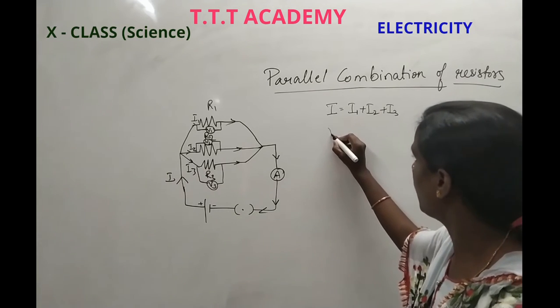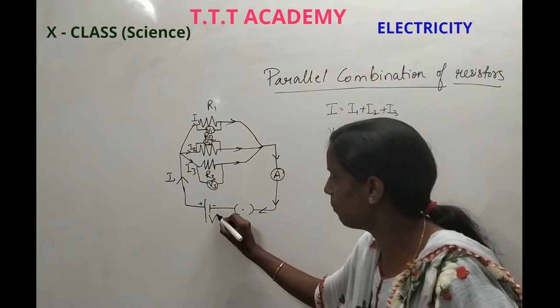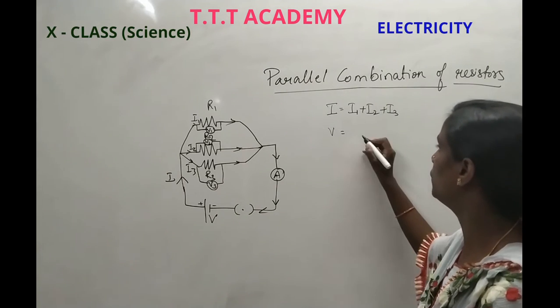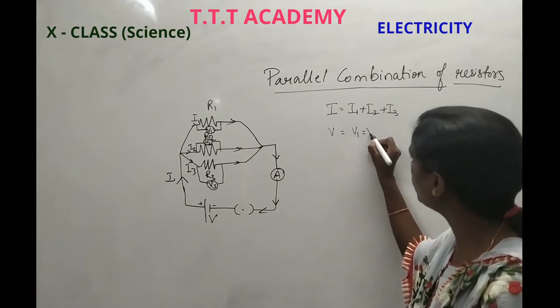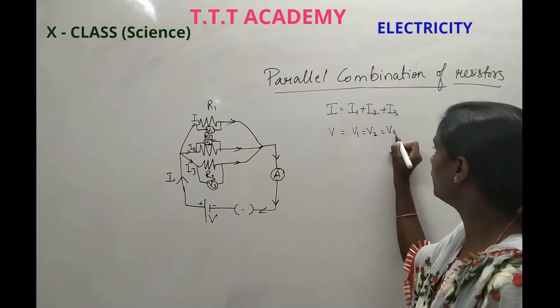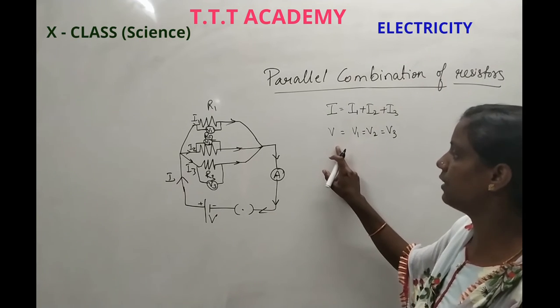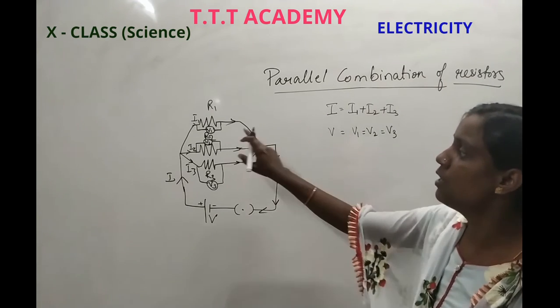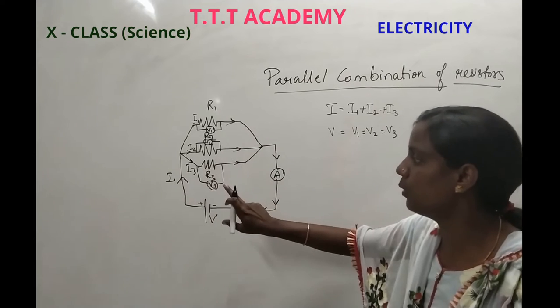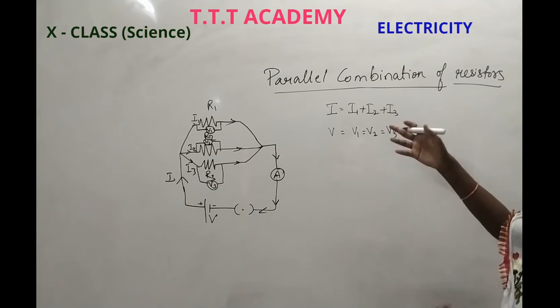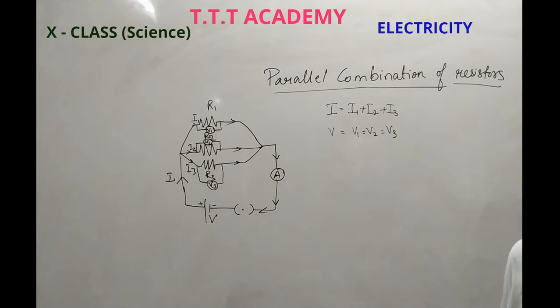Next, coming to the potential difference produced by the battery: V is equal to V1 is equal to V2 is equal to V3 in the parallel combination of resistors. The potential difference will be the same across R1, R2 and R3. So this is like the vice versa of the series combination of resistors. Fine.